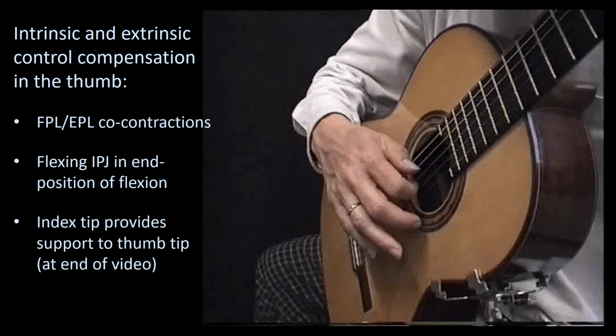This video shows both intrinsic and extrinsic control compensations. The beginning shows FPL-EPL co-contractions when the thumb is in standby position, and especially the tendency to flex the IP joint in its flexion end position. Near the end, the video shows the thumb tip seeking firm contact with the index up to the point at which the index plays strings while the thumb maintains contact with the index throughout the entire keystroke motion.